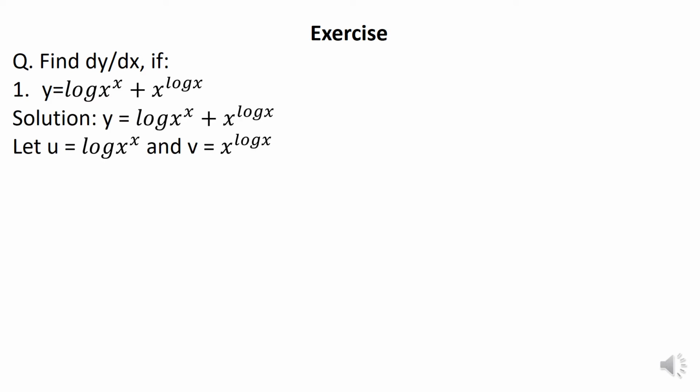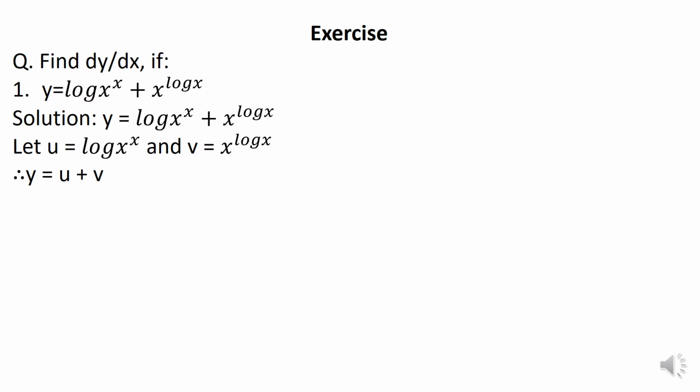In the exercise, the question is going to be the same, that is find dy by dx. The first question, y is equal to (log x) raised to x plus x raised to log x. Y is the sum of two terms and both the terms are complex terms. So we go further by writing, let u be the first term, (log x) raised to x, and v be the second term, that is x raised to log x. Thus y becomes the sum of two terms, u plus v.